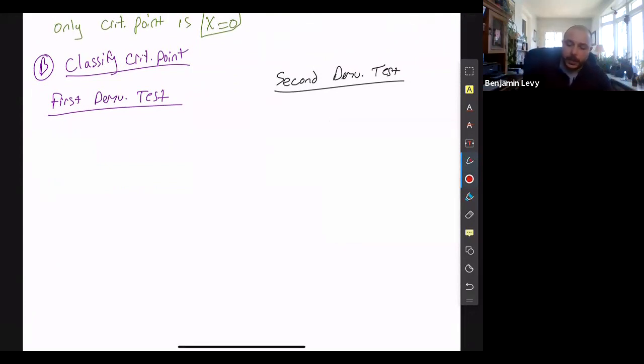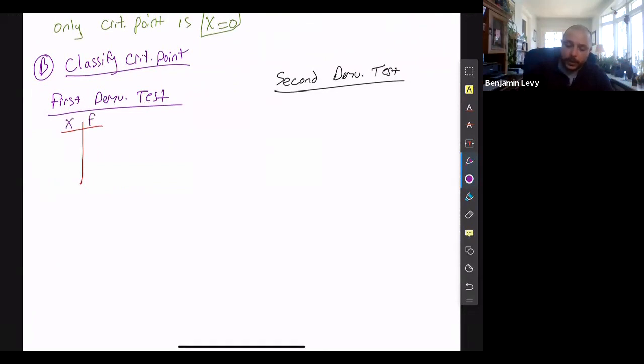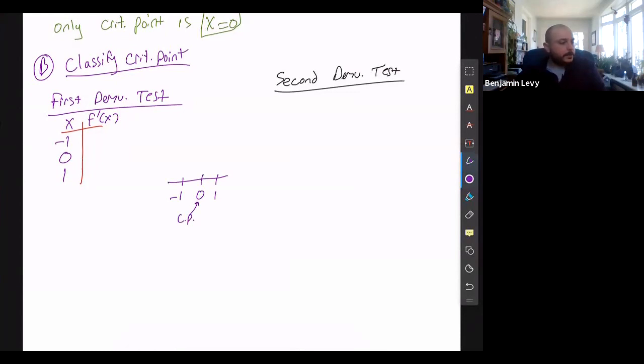So the first derivative test, you pick some values around your critical point and you plug them into the first derivative. Our critical point was 0. And so you just want to pick something to the left of it, like -1, and to the right of it, like 1. The idea here is we know we have something going on at 0, so I'm just trying to go on either side of the critical point. Everything's okay so far?